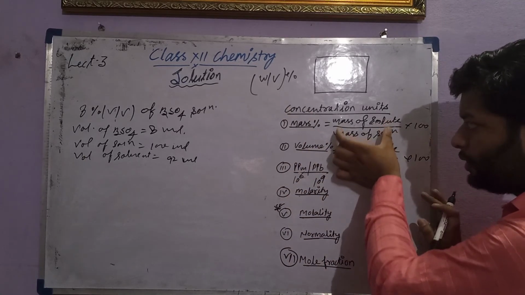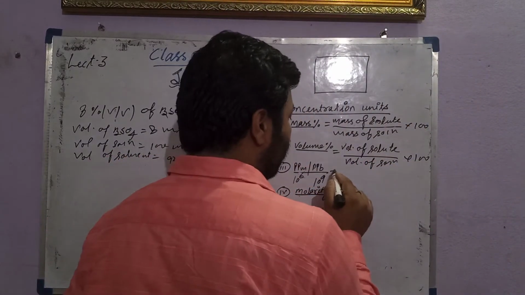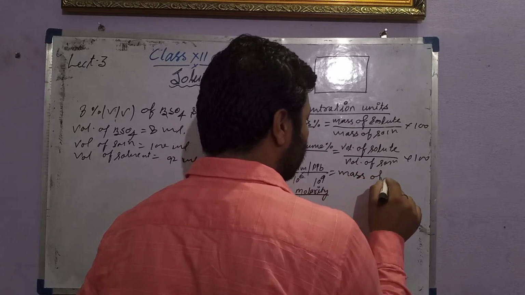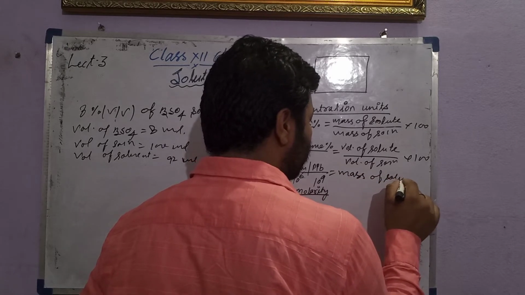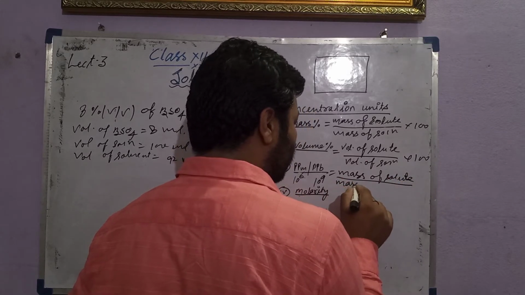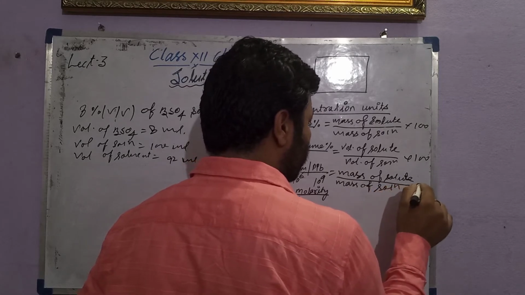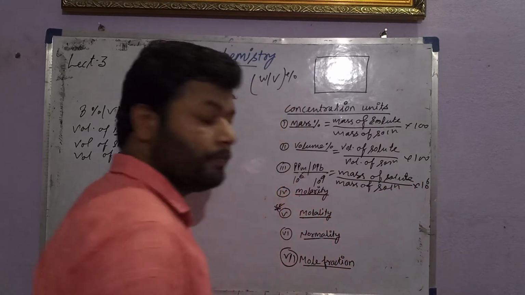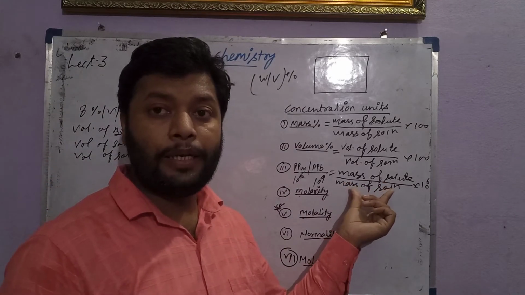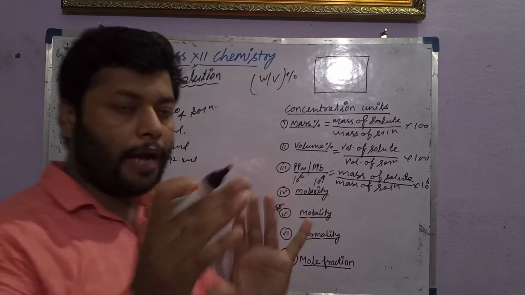The same pattern can be multiplied by, like, suppose mass of solute upon mass of solution into 10 to the power 6. This is called parts per million in the terms of mass. Parts per million. I am explaining how.